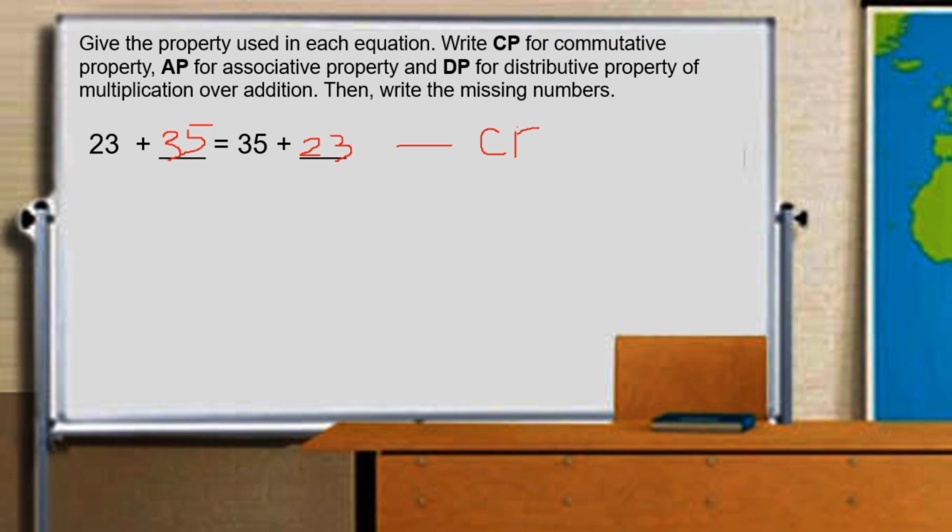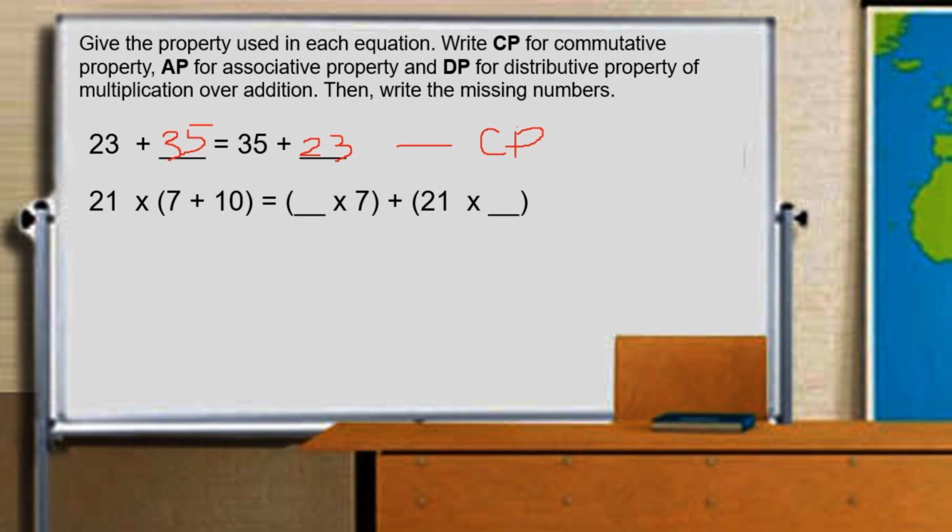So, let's have our second question. So, we have 21 times, open and close parenthesis, 7 plus 10 equals, open and close parenthesis, blank times 7 plus open and close parenthesis, 21 times blank. So, ano yung ating sagot dito? Ano yung magiging sagot natin?